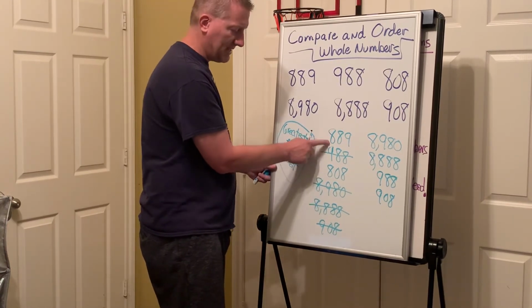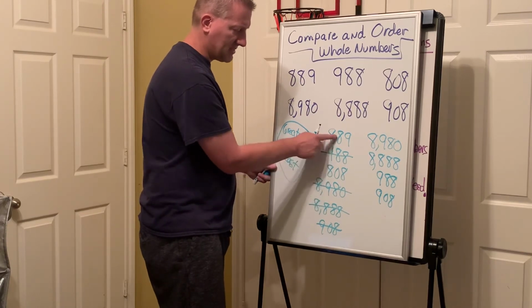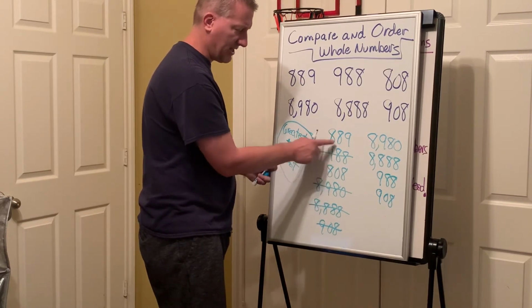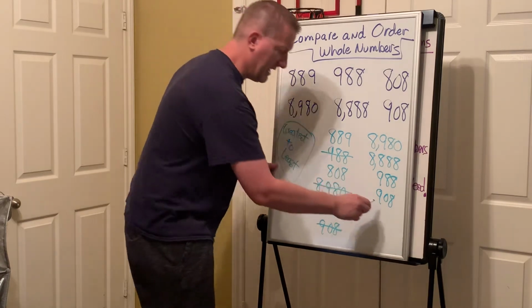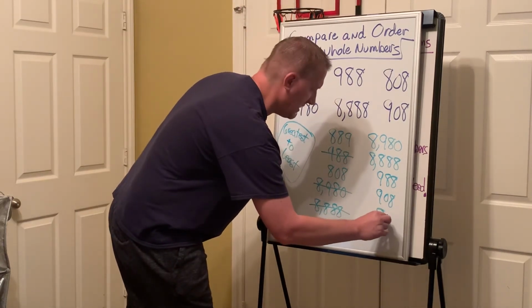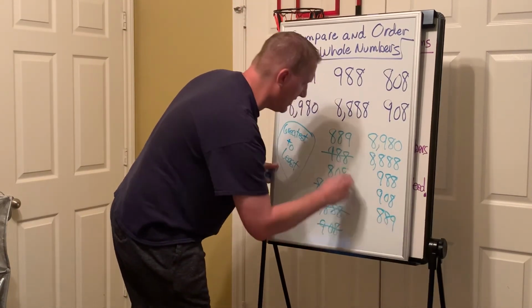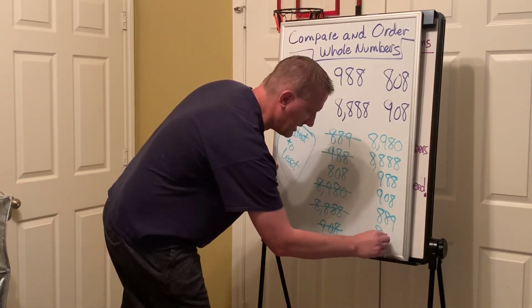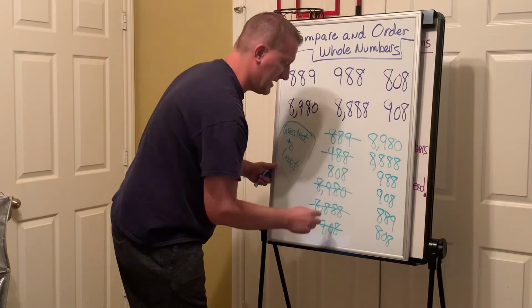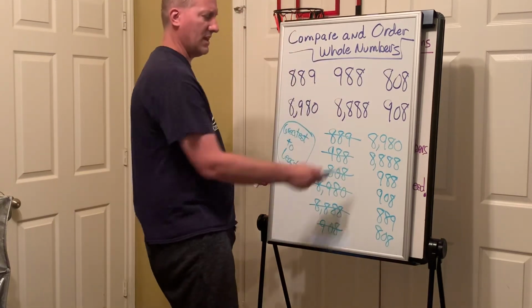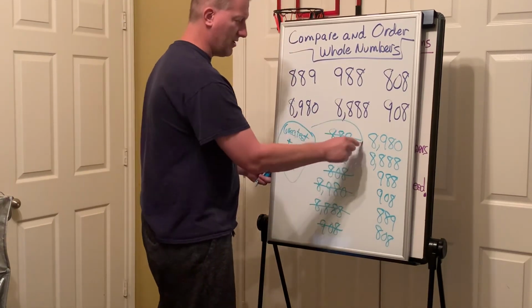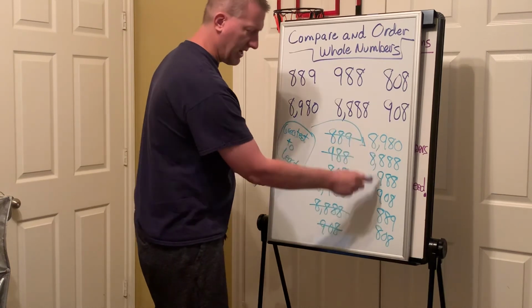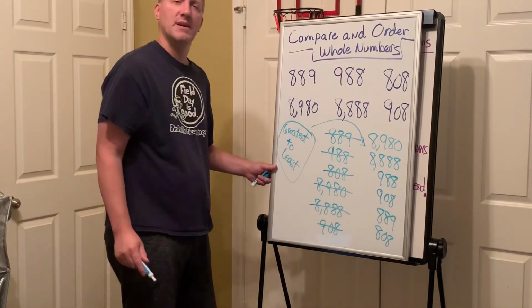They both have 8s. So let's go to the tens place, an 8 and a 0. Which one's greater, 8 or 0? Yeah, 8. So this one will be next, 889. Cross that out. That leaves 808 as the last one. And now we have them in order from greatest to least.